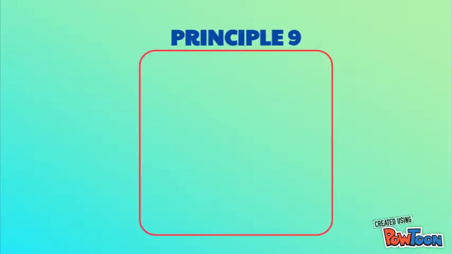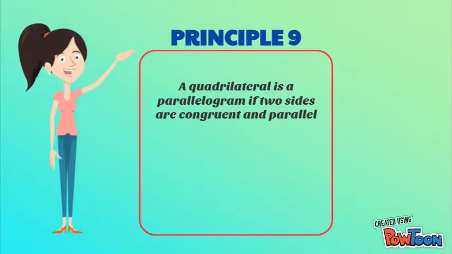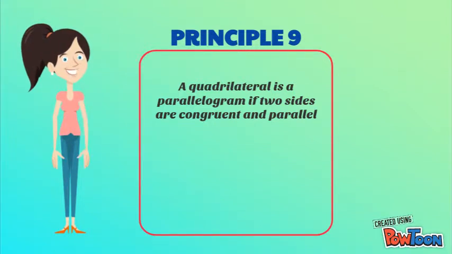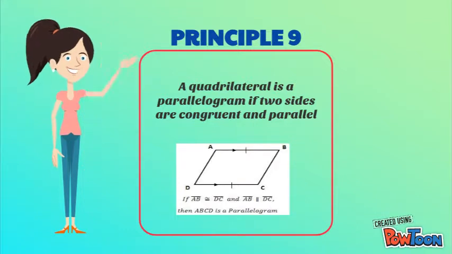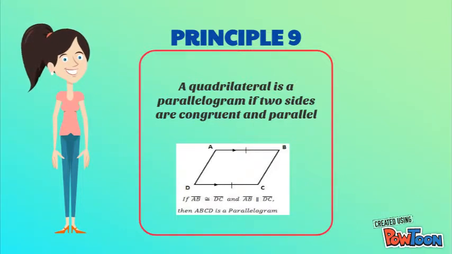Principle 9. A quadrilateral is a parallelogram if two sides are congruent and parallel. If line AB is congruent to line DC and line AB is parallel to line DC, then ABCD is a parallelogram.